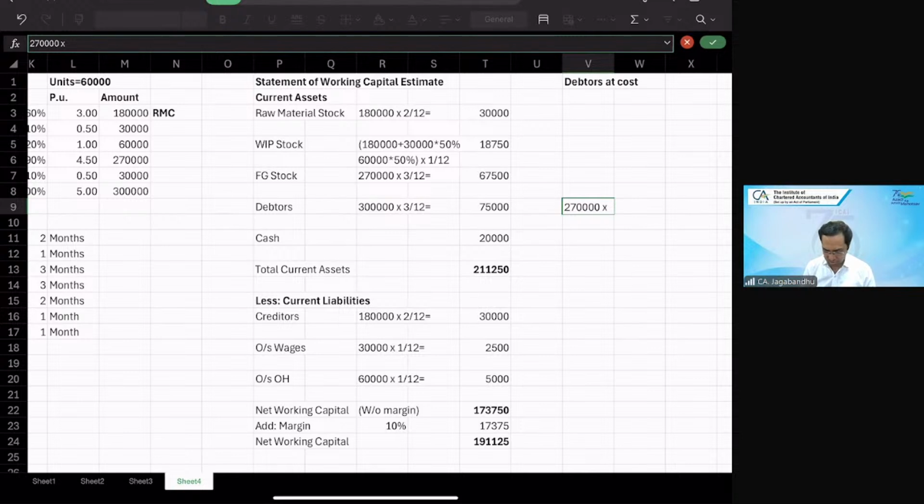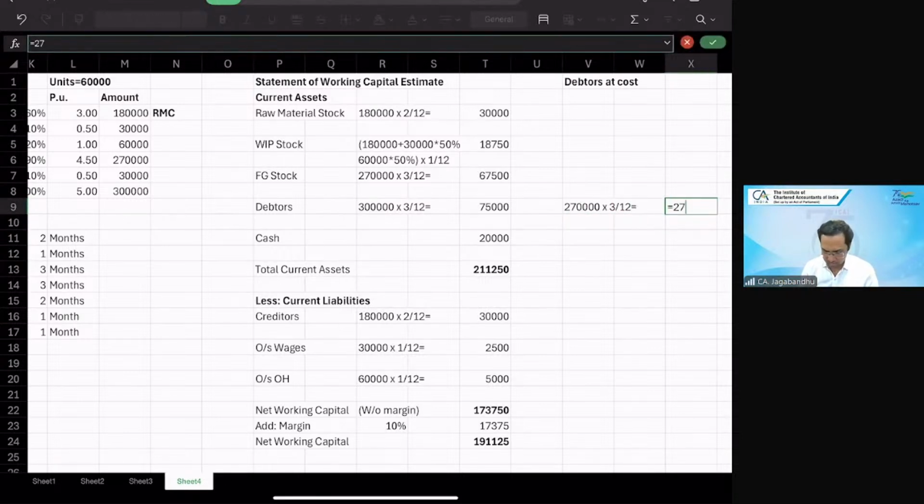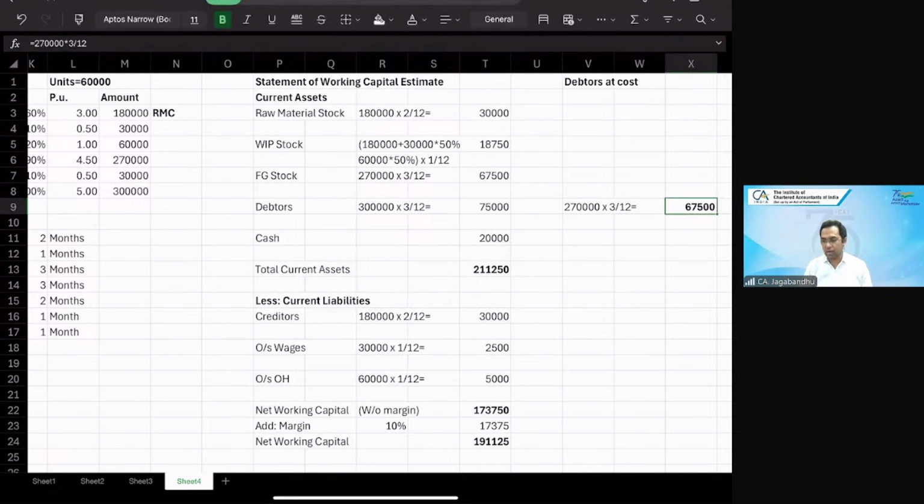So 2,70,000 into 3 by 12. The debtors is going to be 2,70,000 into 3 by 12. So alternatively, you can take debtor value as 67,500. In fact, we have to take the debtors always at cost. So take a note of it. We're always going to take the debtors at cost, which is taking the cost of sales. Just add all the cost together and then you multiply it with the time period instead of taking the sales figure. Okay, so this stands as 67,500.